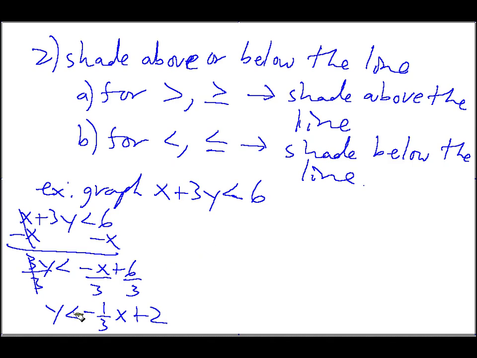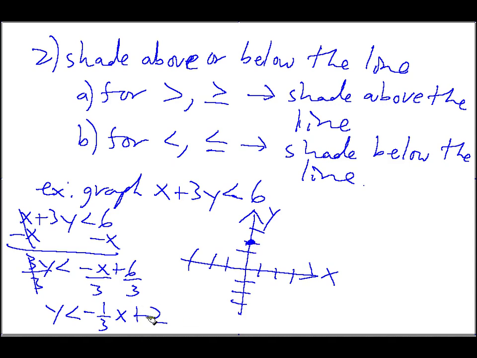Now I'm ready to graph this line. Now, it's less than, and there's no equal sign here, right? So that means I'm going to use a dashed line here. And I'm also going to shade below the line. Okay? So let's go ahead and graph this. So here's y. Here's x. So 1, 2, 3, 1, 2, 3. Okay, so start off at 0, 2 here.